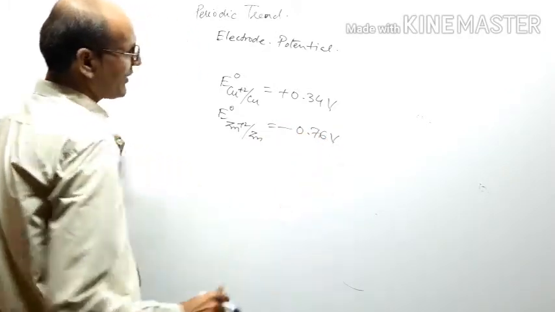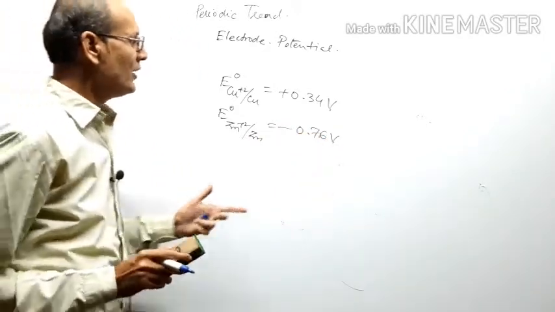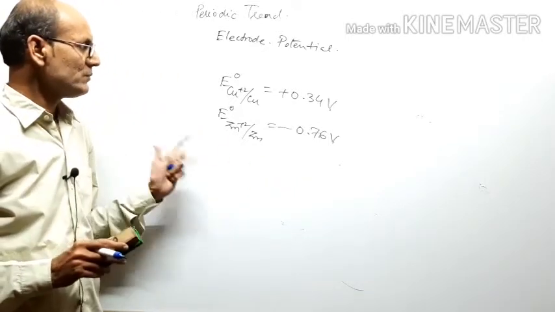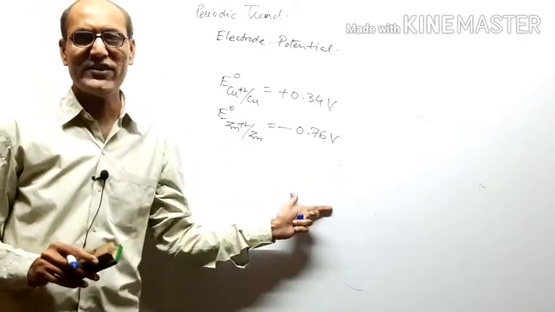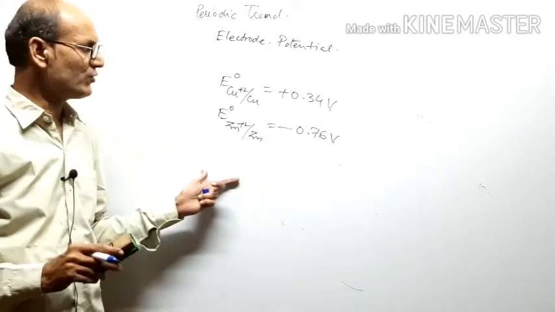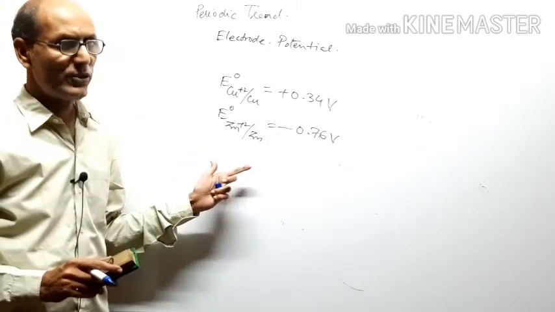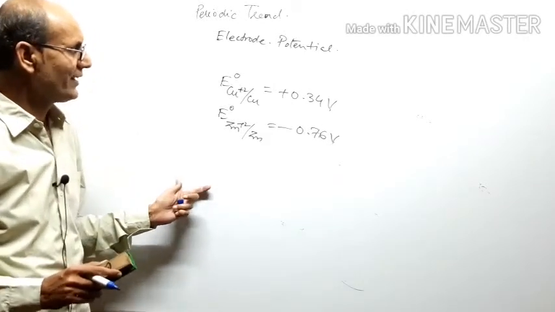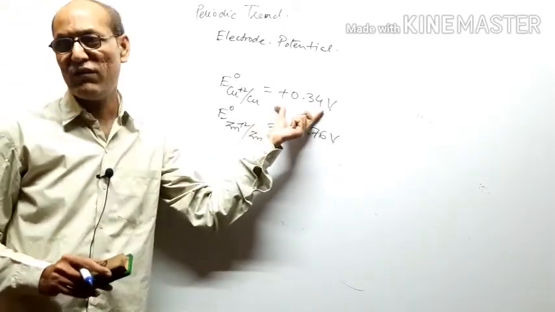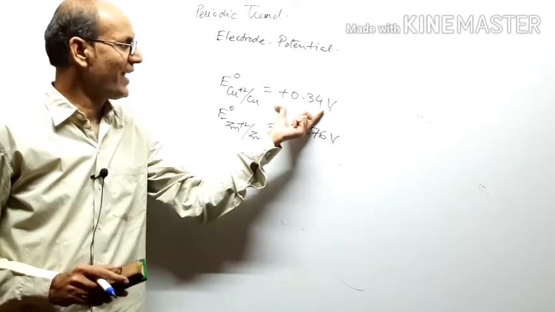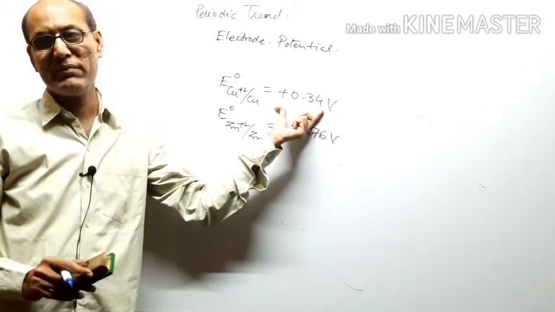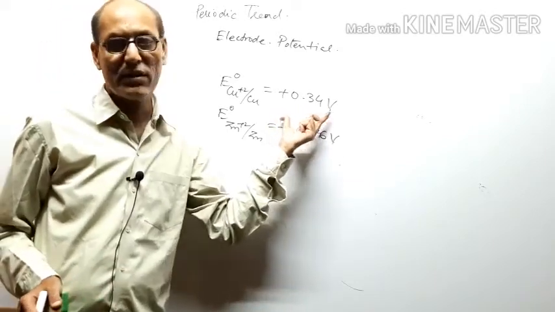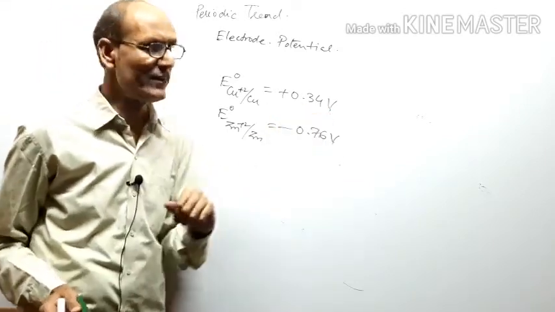So dear student, what I want to explain here is that we cannot say the trend on moving from left to right or right to left about the electrode potential. Neither can we say it increases nor decreases. Due to the positive value of copper electrode potential, copper cannot behave like a reducing agent, and copper cannot replace hydrogen from the dilute acid.